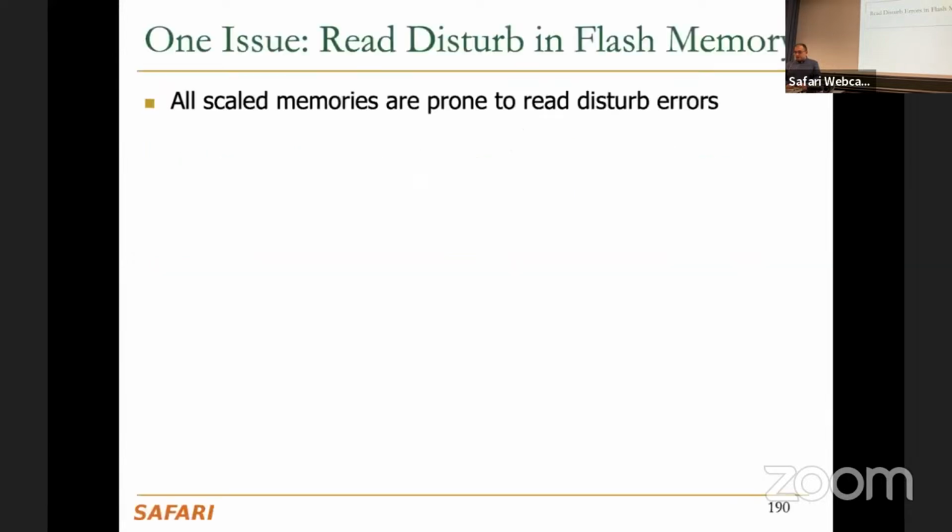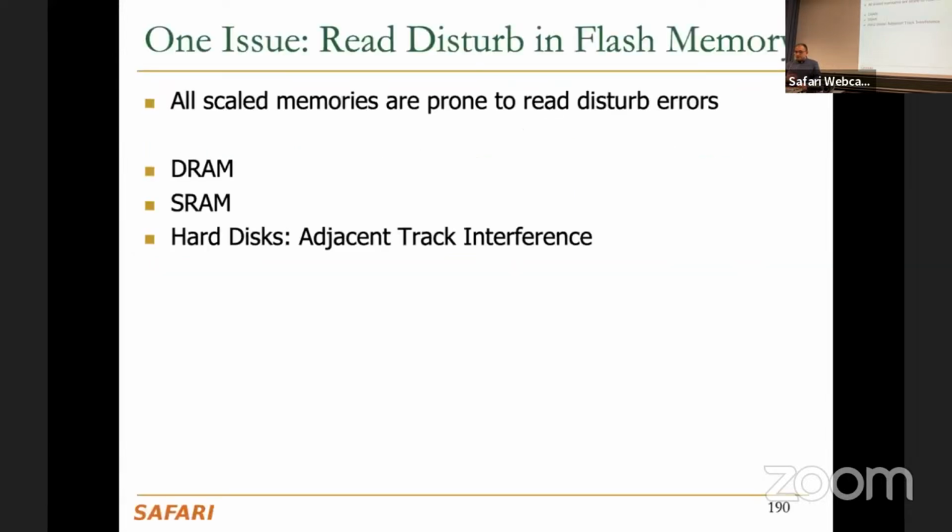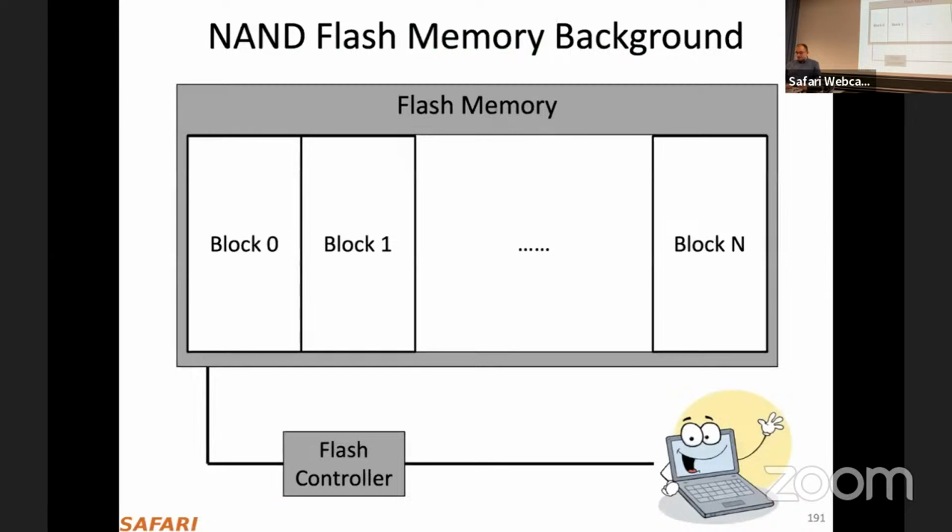Read disturb errors in flash memory. We discussed this issue that we have in other memories, that all scaled memories are prone to read disturb errors. For DRAM, we know RowHammer, RowPress, for example. In SRAM, we also have this. In hard disk, we have adjacent track interference. If you're interested, you can check for that. But in NAND flash memory, we also have this issue.